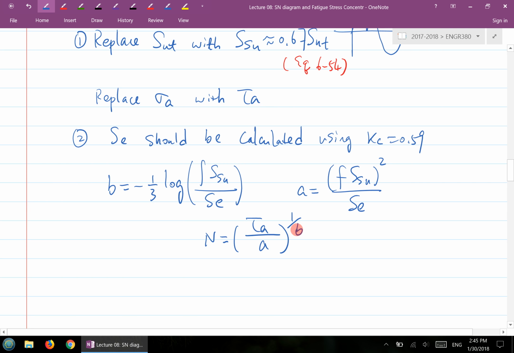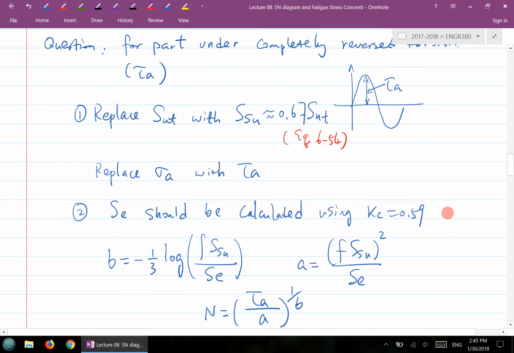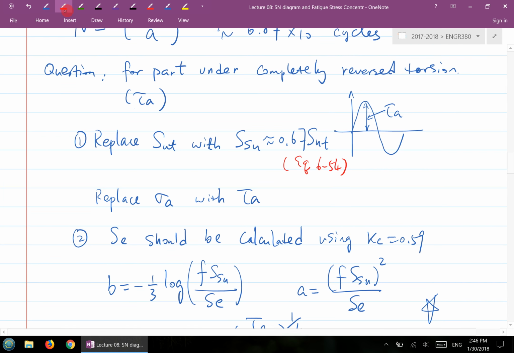Most of the cases we're dealing with are completely reversed normal stress, but I think one assignment will be this one here. So that's the formula you need to use when you have a completely reversed torsion here.